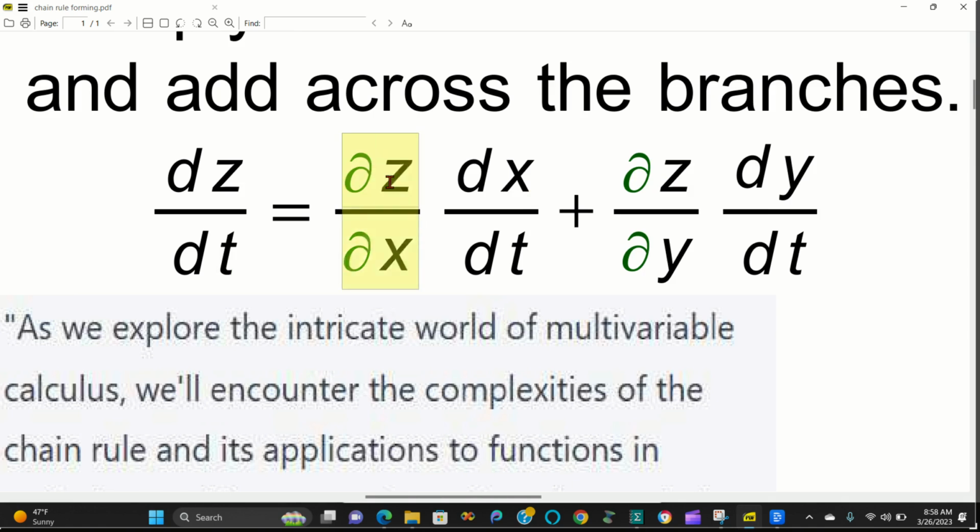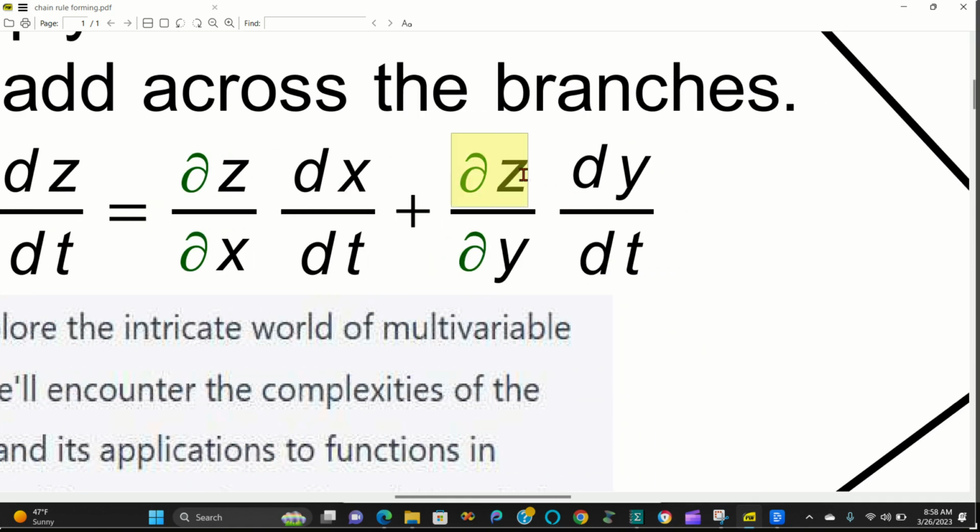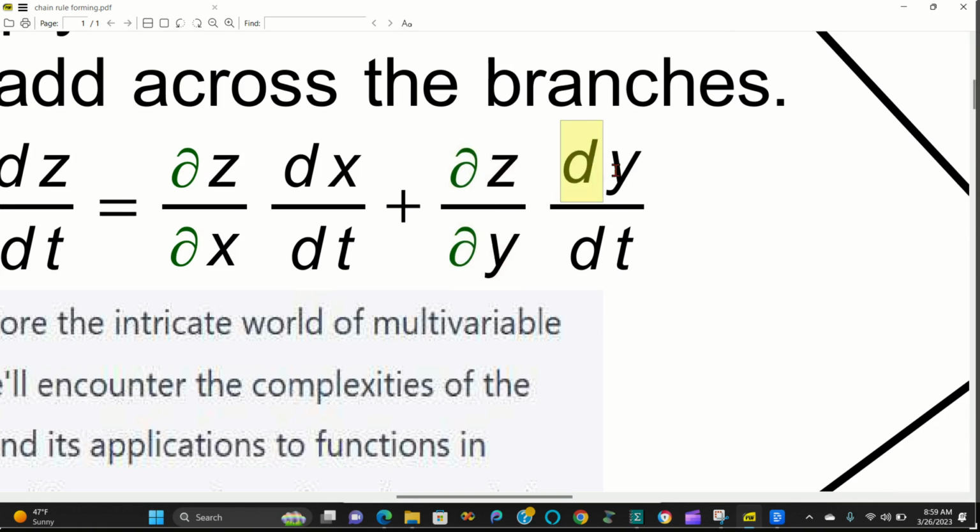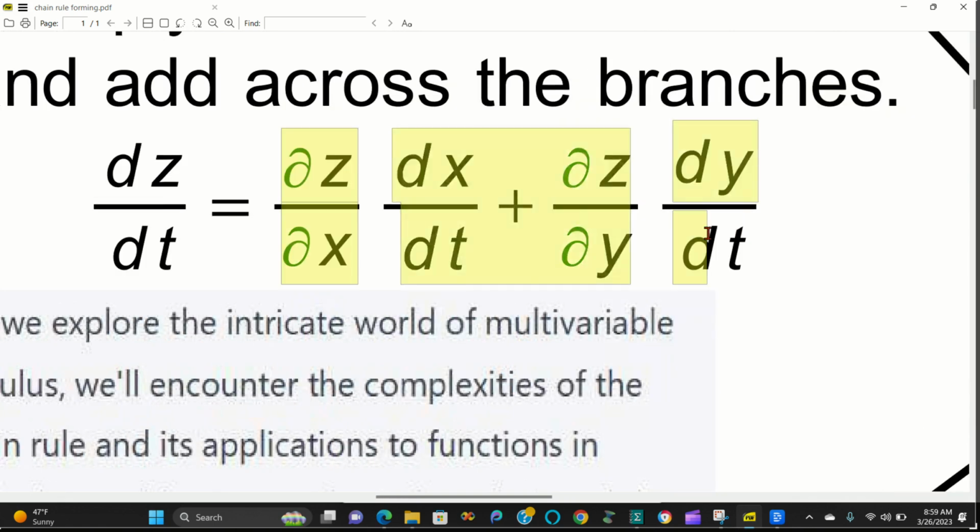So here's what we read through this. You're going to take the first derivative, which is the partial derivative of z with respect to x. You're going to multiply by the ordinary derivative of x with respect to t. Then you add to it the partial derivative of z with respect to y, and you multiply by the ordinary derivative of y with respect to t. So then this whole expression right here, that defines the chain rule expression.